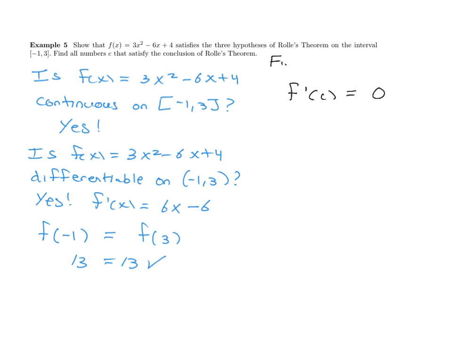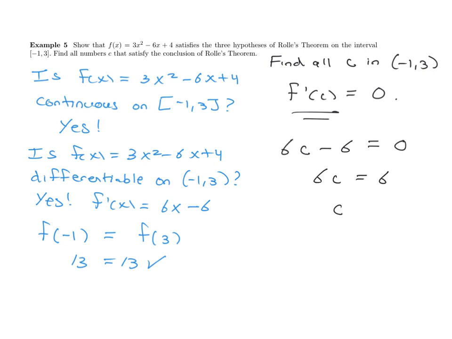So again, I want to find all c in the interval from -1 to 3, such that this happens. Here's my function f of x. I'll put c in place of x. That is 6c minus 6 is equal to 0. To solve for c, I can add 6 to both sides, and I can divide both sides by 6, and I get c is equal to 1. 1 definitely falls within this interval. This is the only number for which this is true, so we found that value.